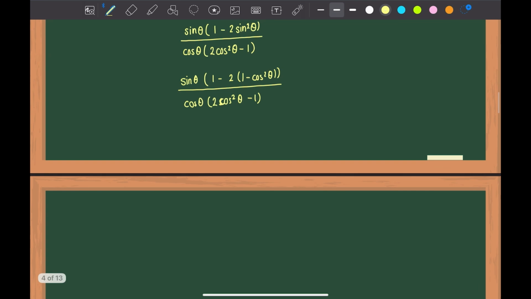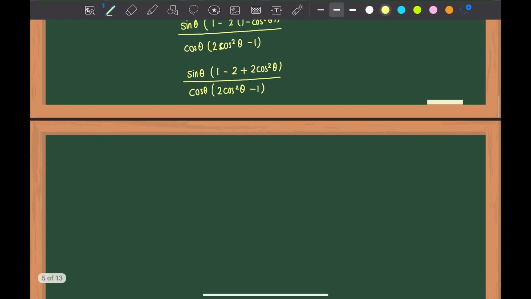Let us open the bracket in the numerator. So we will be having sine theta into 1 minus 2, minus minus is plus, 2 cos square theta divided by cos theta multiplied with 2 cos square theta minus 1. Now firstly we need to solve these. So 1 minus 2 is simply minus 1. So yes, we have reached our deduction part.